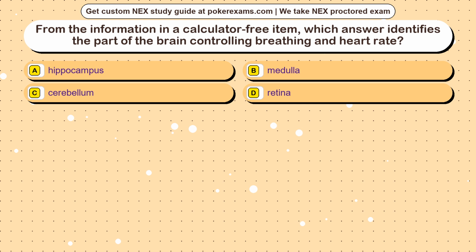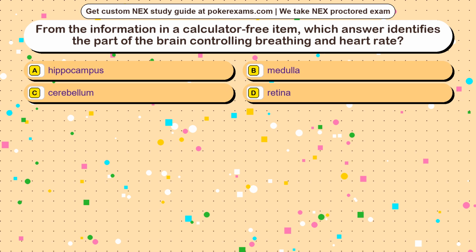Question 22. From the information in a calculator-free item, which answer identifies the part of the brain controlling breathing and heart rate? Option A, hippocampus. Option B, medulla. Option C, cerebellum. Option D, retina.